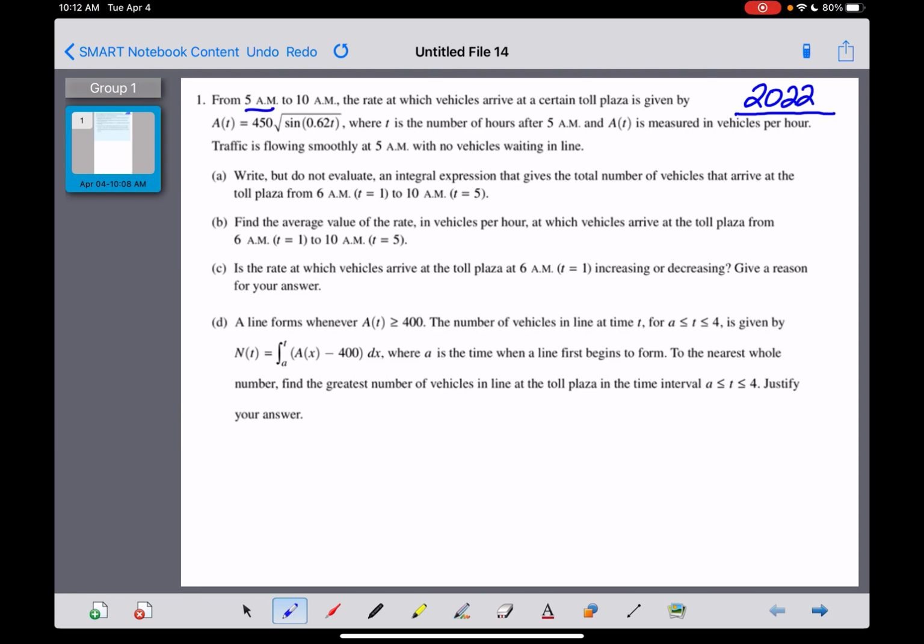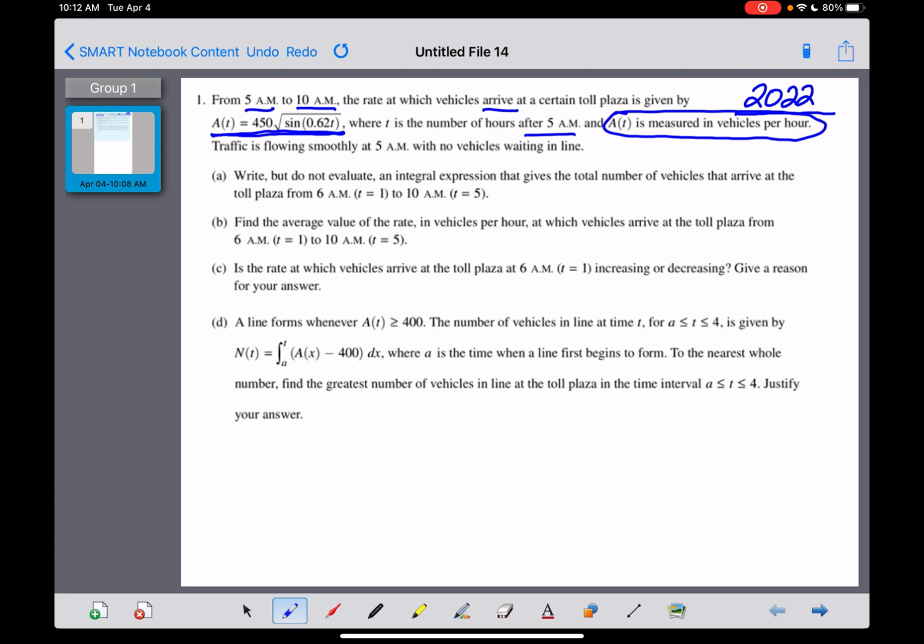So what's going on? From 5 a.m. until 10 a.m. right here, the rate at which vehicles arrive at a certain toll plaza is given to you by this function right here, A of t. It's important to read this, guys, where t is the number of hours after 5 a.m. And then this is important here, too, I think. A of t is measured in vehicles per hour. That means that this function here, guys, is a rate. Vehicles per hour would be most similar to maybe a velocity as opposed to vehicles, which would be like a position, or something like vehicles per hour, which would be like an acceleration.